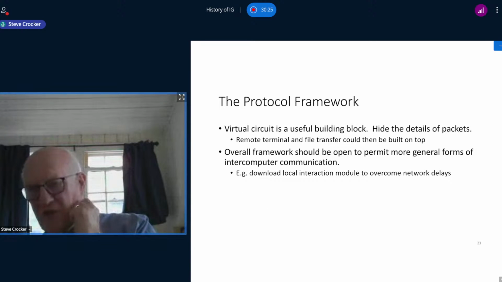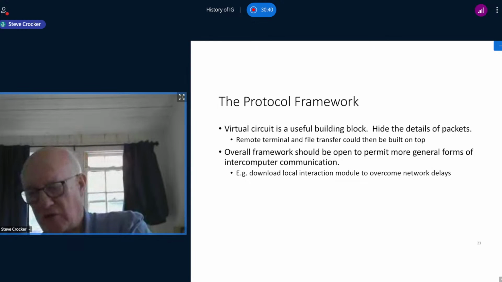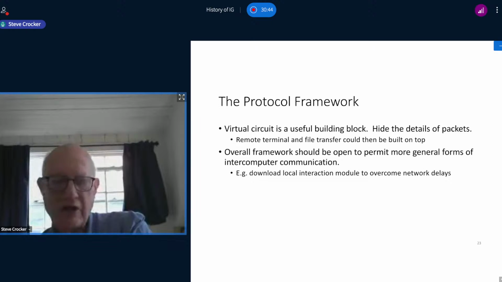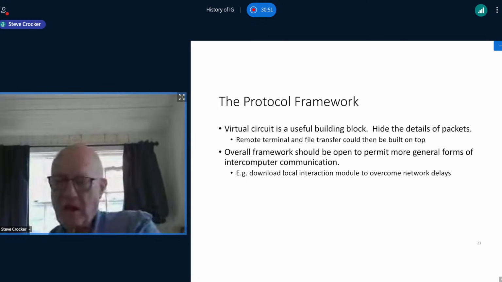So the last point is one that I should emphasize. We wanted the framework to open and permit more general forms of intercomputer interaction. That was uppermost in our mind, even though we knew that file transfer and what became the Telnet protocol would be dominant to start with. And one of the things we thought about was, well, these 50 kilobit lines are fast, but they're not as fast as we'd like them to be. There's a lot of interaction that we want to be very, very quick and lively.